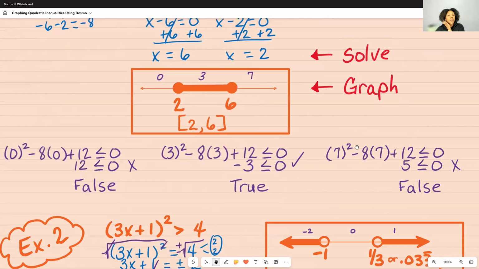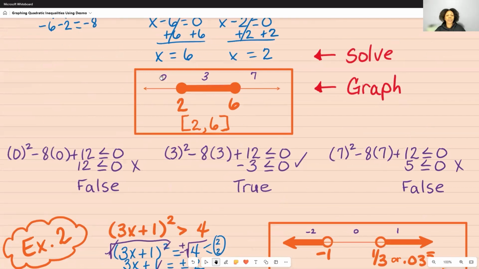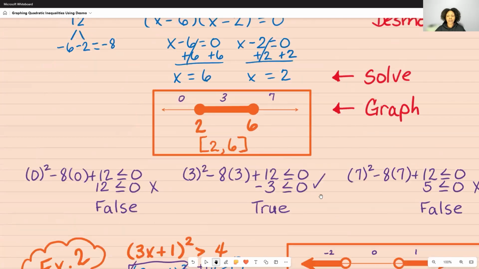This is also what you would do if you're showing your work: take some points from those intervals. I personally like to use 0 whenever possible. So 0 falls on this side, and then I take the number directly after my critical point, so 2, 3, and then 6, 7. If it were like 1.5, I would just take the next whole number, which is 2. Then I just test it. False, true, false. The part that's true is the part that you're shading in.